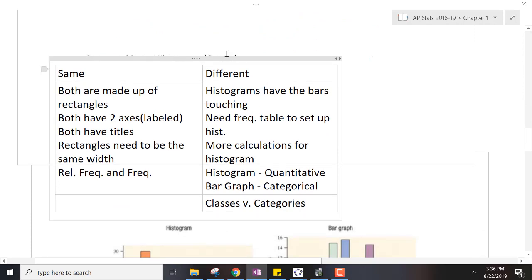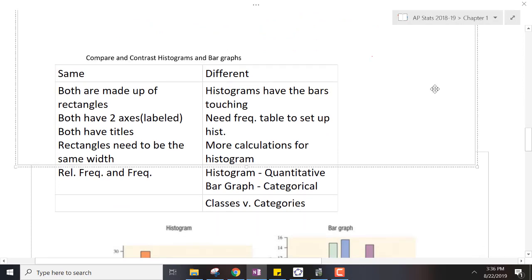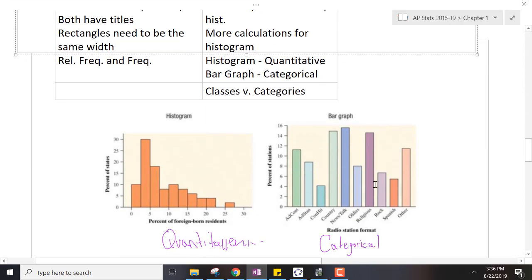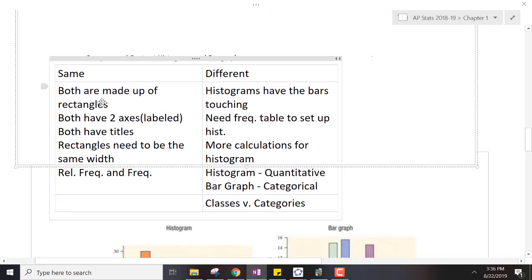Now, what are the same and different when we compare and contrast histograms and bar graphs? Well, the biggest difference, looking down here at the histograms: histogram is quantitative data, bar graph is categorical data. They're both made up of rectangles. Both have 2 axes, both are labeled. They both have titles. The rectangles need to be the same width. It could be relative frequency and frequency.